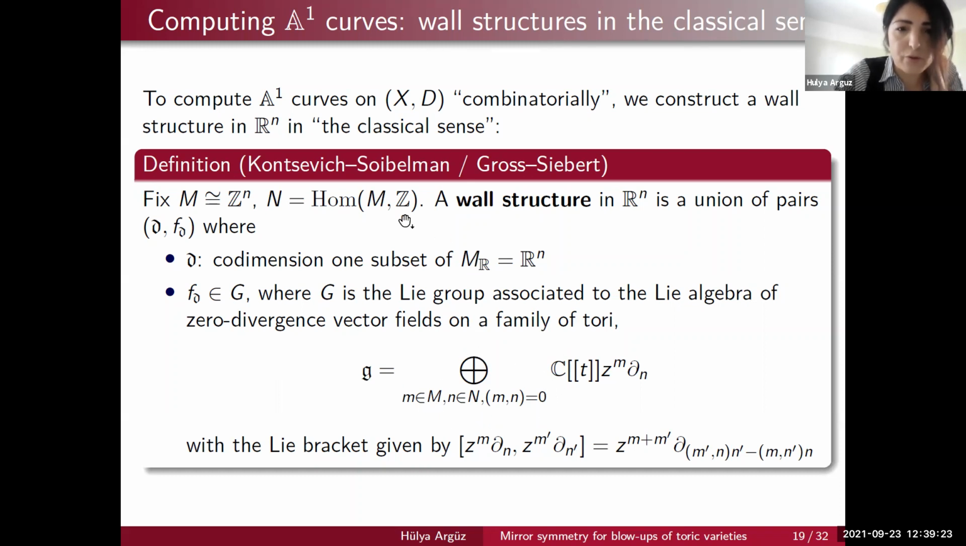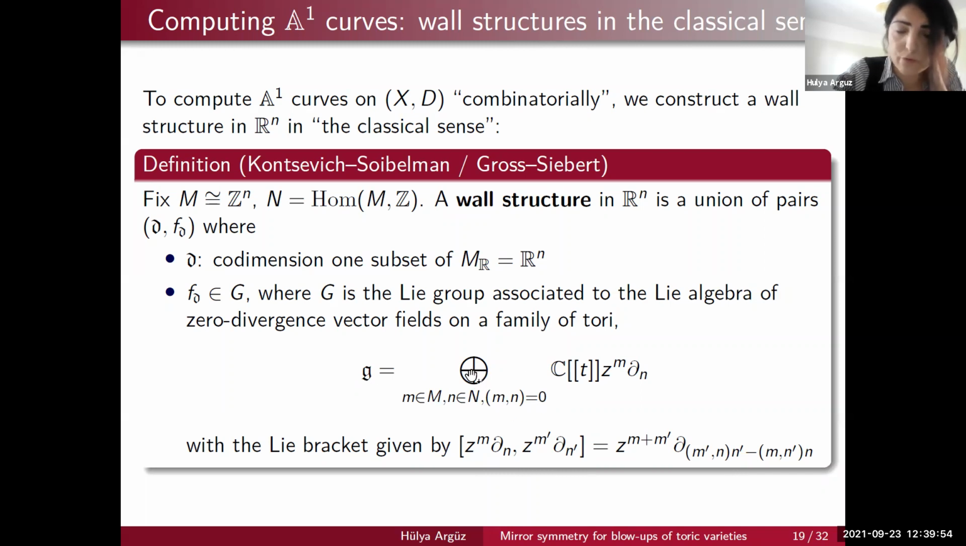So you have a family of tori, Spec C[M], where M is your lattice, and you take a family with parameter T, and then you define a Lie algebra, and then you end up, for every wall, with an element of the corresponding Lie group. And then there's a natural Lie bracket given by this. So your classical wall structure doesn't use any enumerative information.